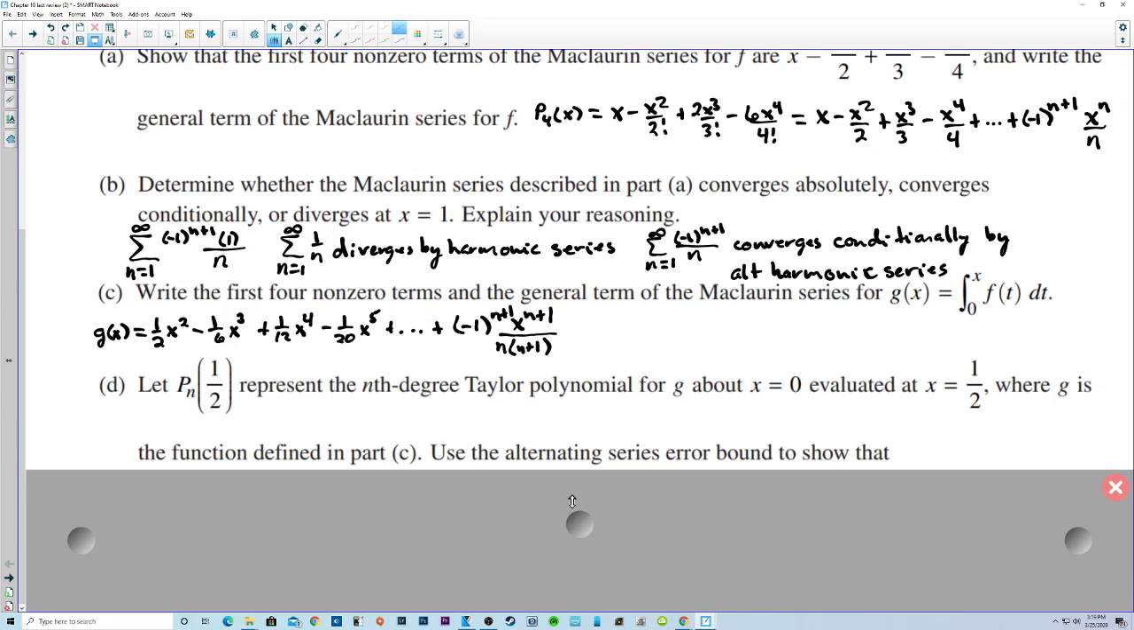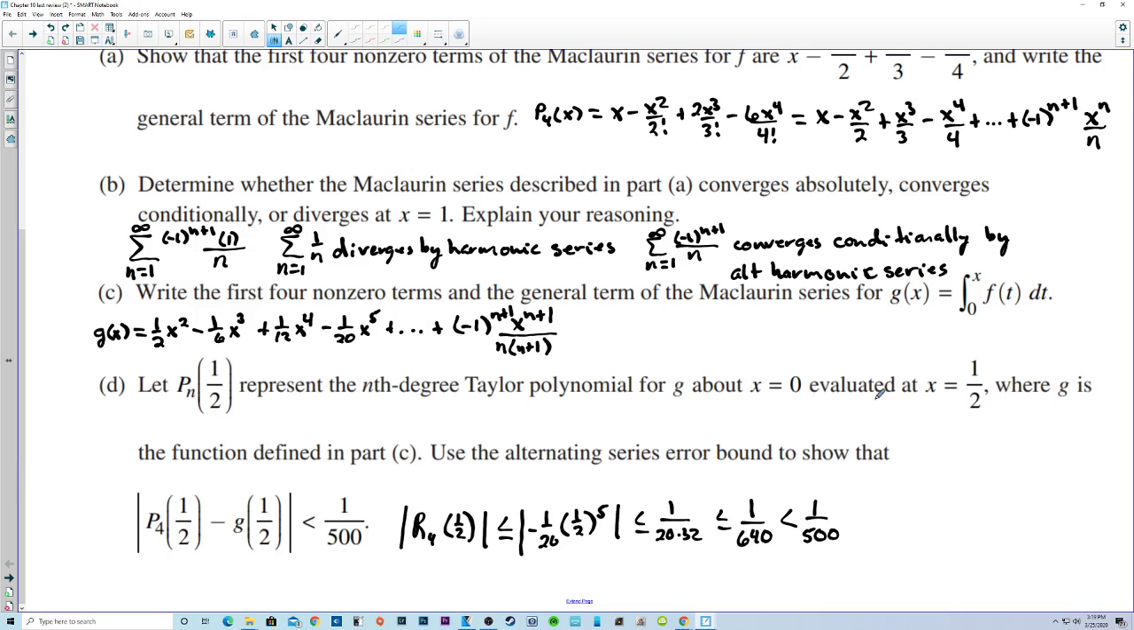Letter D, let p sub n of 1/2 represent the nth degree Taylor polynomial for g about x equals 0, evaluated at x equals 1/2, where g is the function defined in part C. Use the alternating series error bound to show that the 4th degree polynomial of 1/2 minus the actual value, so this is approximation minus the actual value, that's error, is less than 1 over 500. So the remainder, or the error, is less than or equal to, now we need the next term.